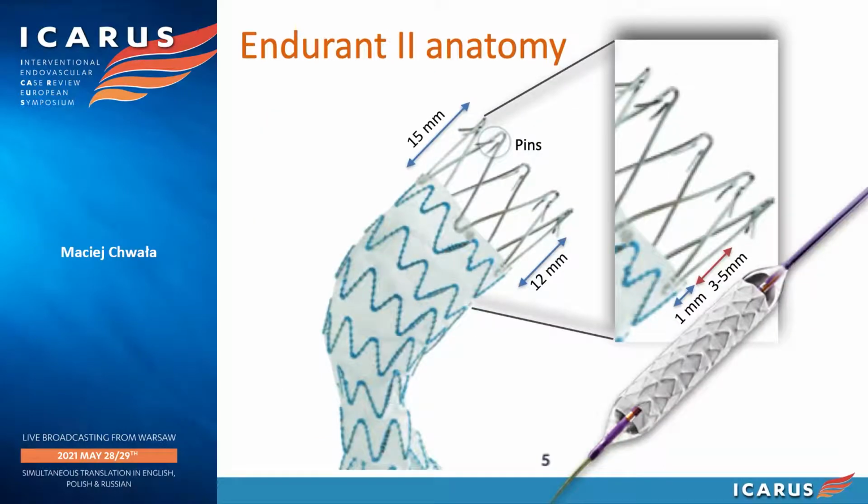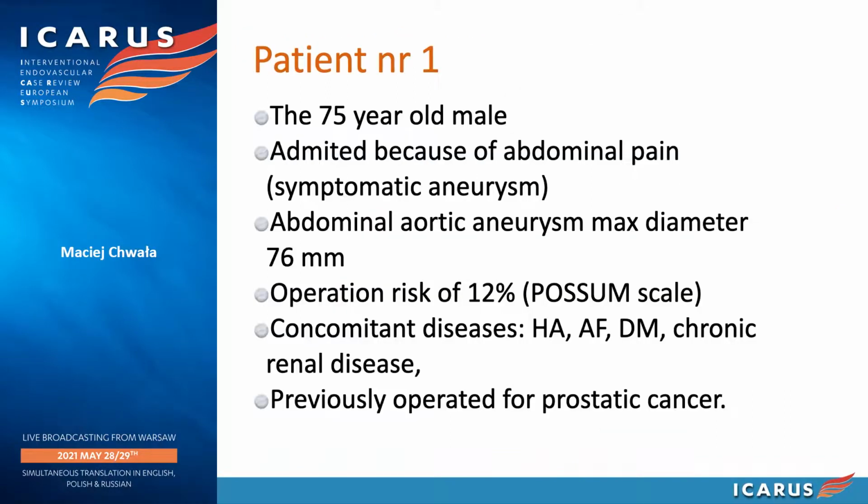So to recall the anatomy of the Endurant graft, since we are using balloon expandable covered stents, we have to land below the pins of the graft and above the covered part. So we have about 3 to 5 millimeters of the zone where we can safely land our additional stent graft.